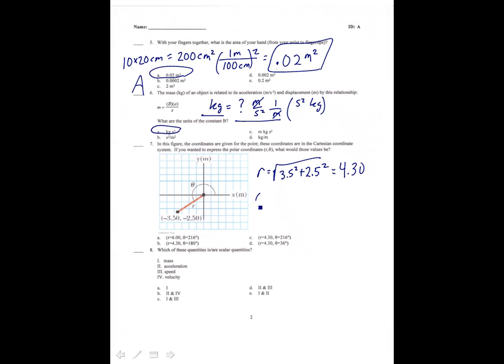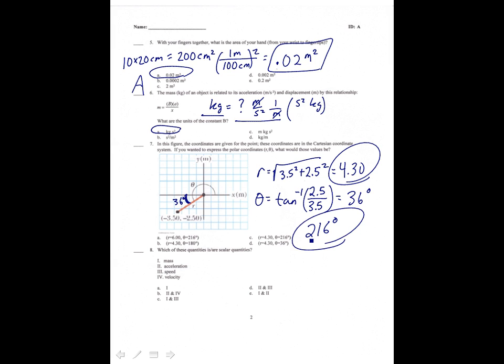4.3. And then if we want to know theta, I'm going to do the inverse tangent of y over x, that's 2.5 over 3.5. If you put this in your calculator, you get about 36 degrees, but recognize that this is this angle, so you have to add 180 to it, so the actual angle is 216 degrees. So 4.3 at 216, that answer is C.